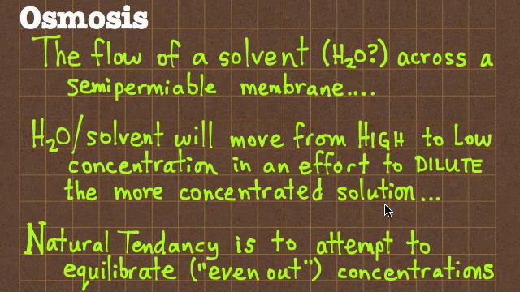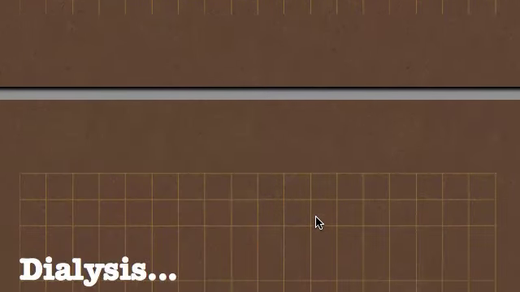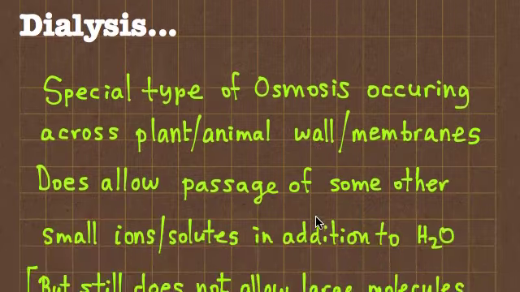If a concentrated solution is on one side of the membrane and a less concentrated solution or pure water is on the other side, then the solvent will flow from low concentration to high concentration in an attempt to water down or even out the concentrations. It's just a really weird property. I guess nature likes to even things out, achieve some kind of equilibrium balance.